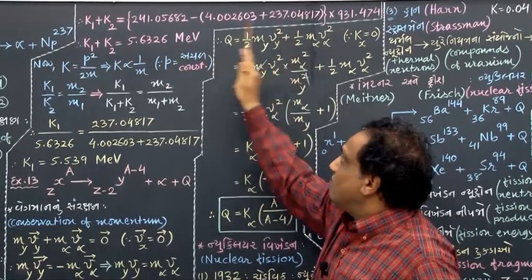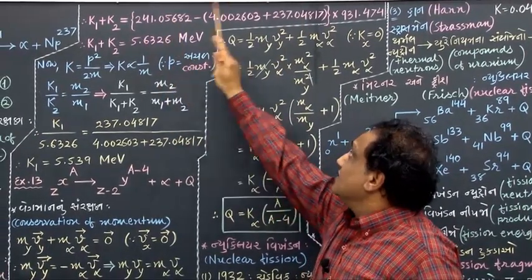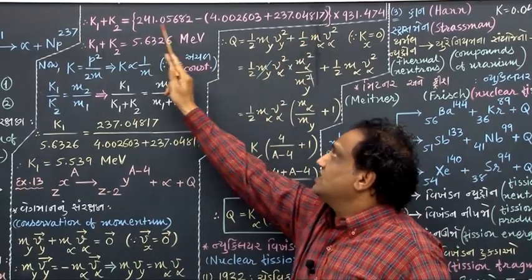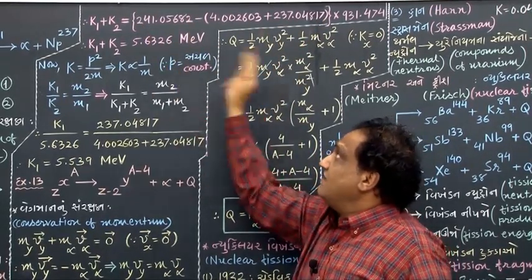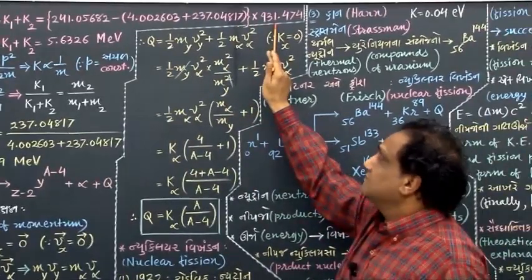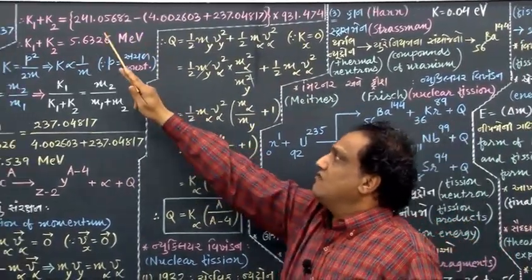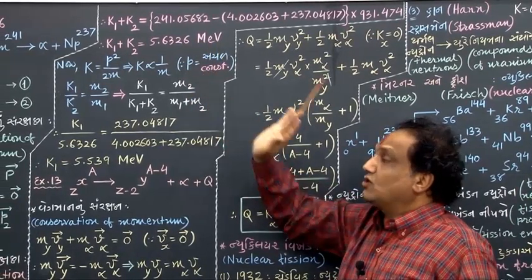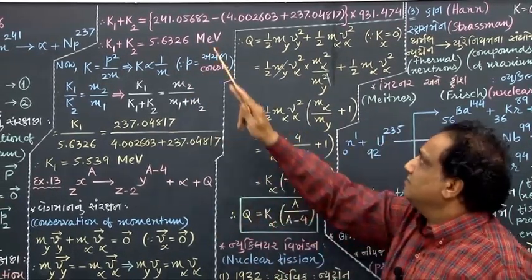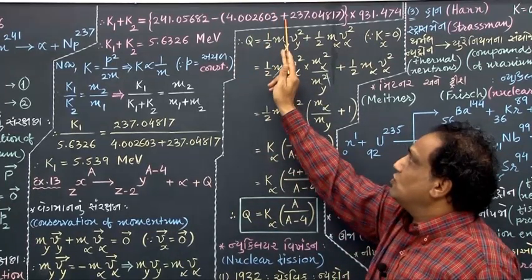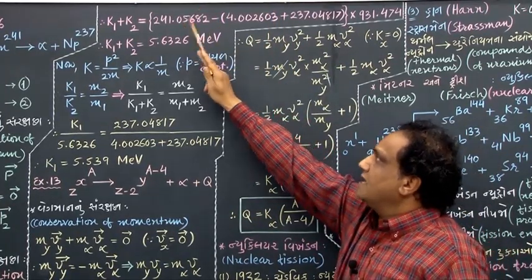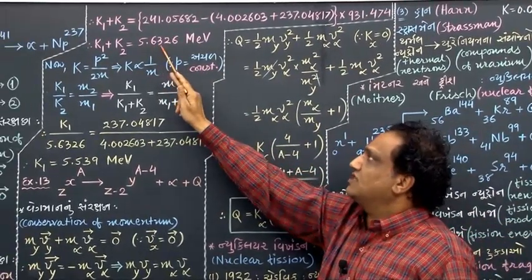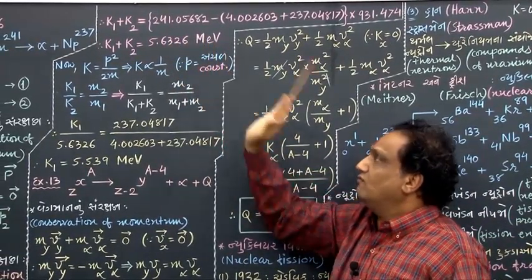Now this difference of mass comes out to be this, which is put in this bracket. You can just find out this difference in mass, and that difference should be multiplied with this figure, and the final answer is 5.6326 million electron volt. I repeat, the summation of these two should be subtracted from this. That should be multiplied with this, and that answer is 5.6326 million electron volt.